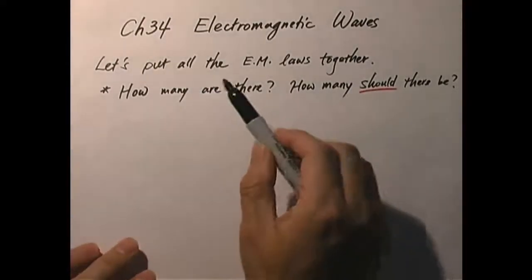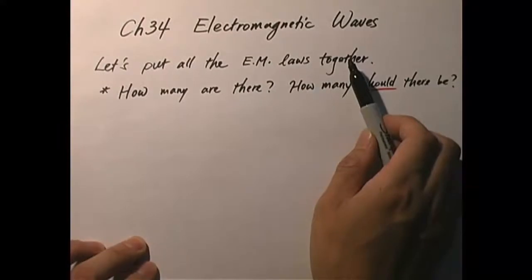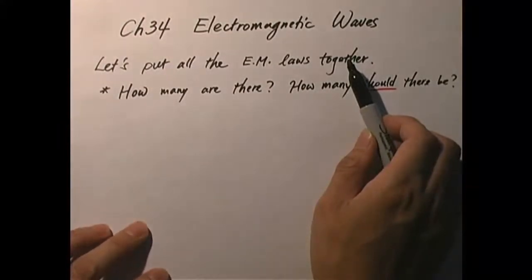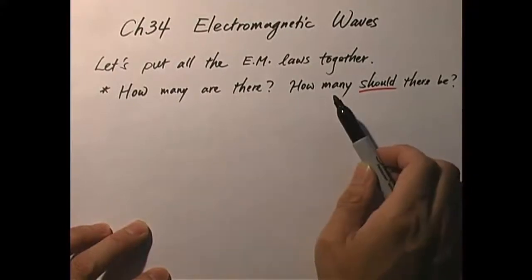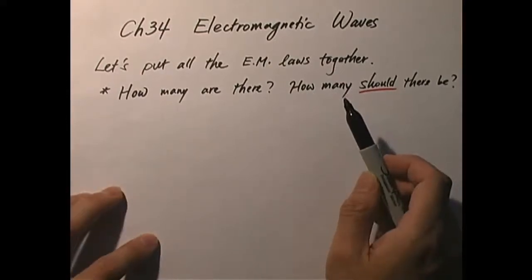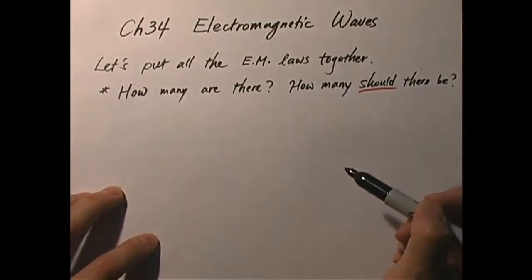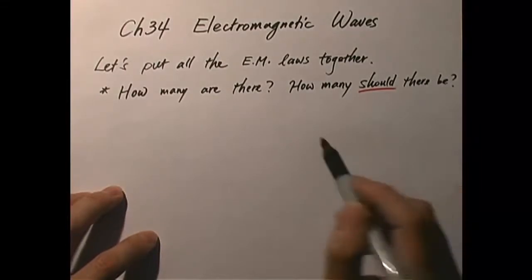Let's put all the existing laws that we've studied about E and M together. And we ask ourselves, how many laws have we studied so far? Is there anything new to be discovered, or are there just the right number of laws? Well, we have studied Gauss's law for electricity, otherwise known as Coulomb's law. That is one of them.